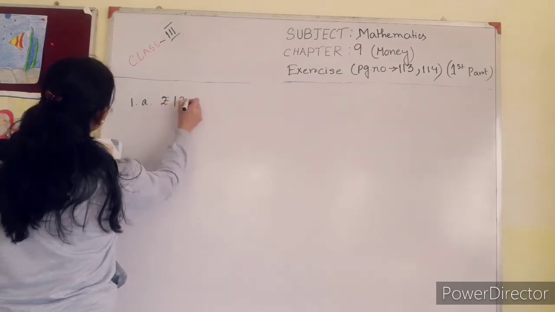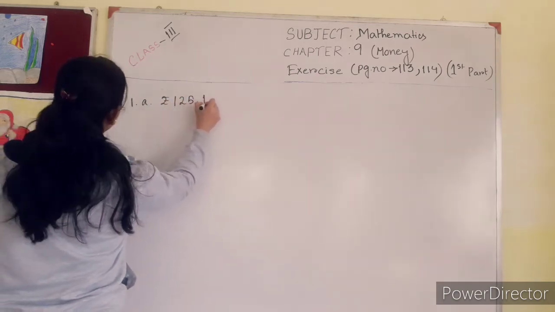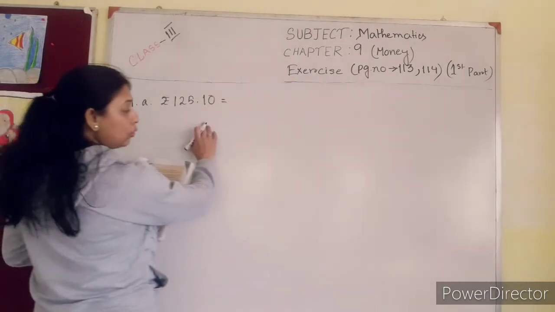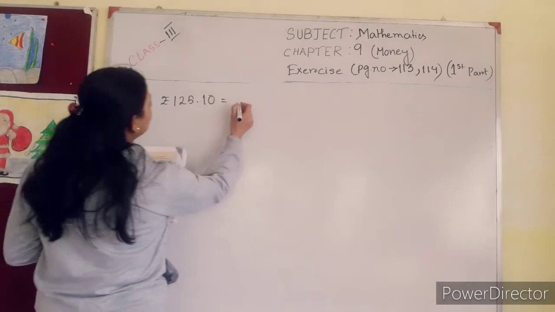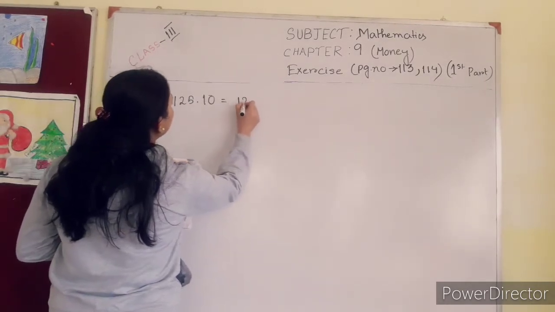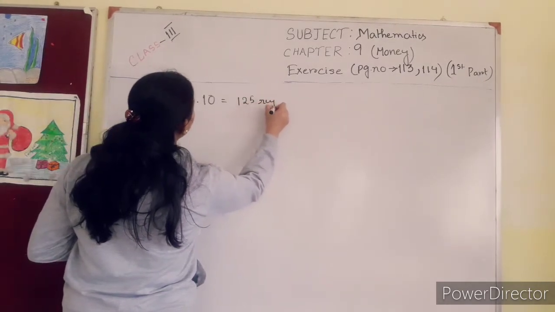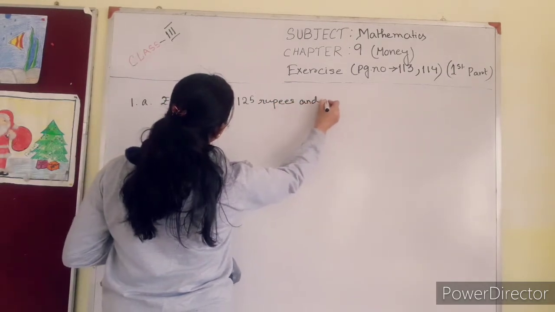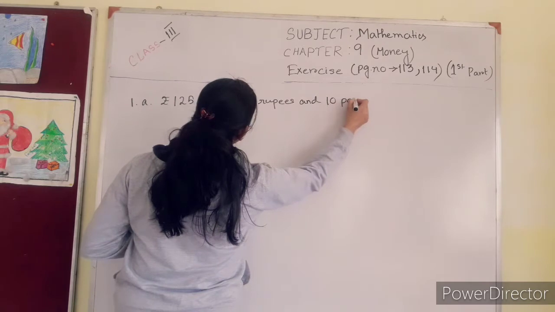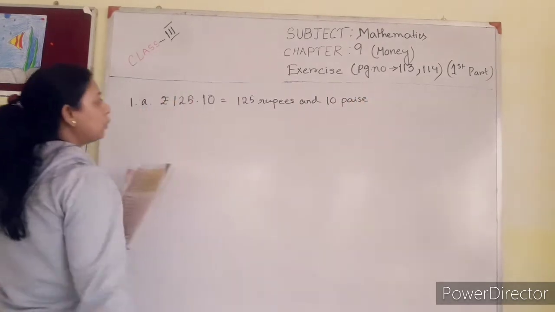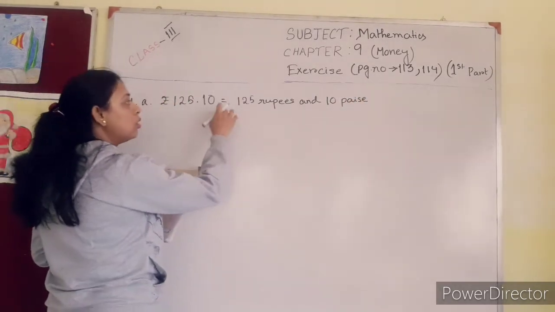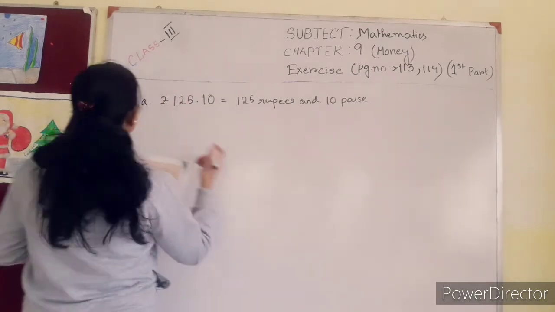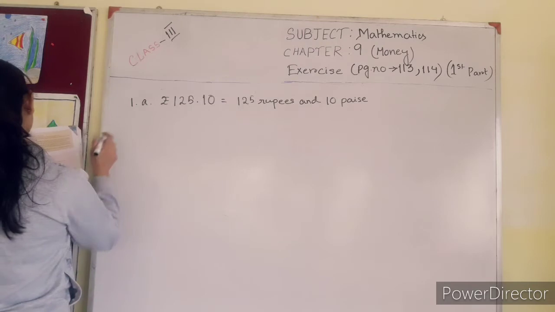Rupees 125.10. You have to write this one in words. 125 rupees and 10 paise. If you want to write down 125 in words, 125 rupees and 10 paise. Now, number B you will do yourself.